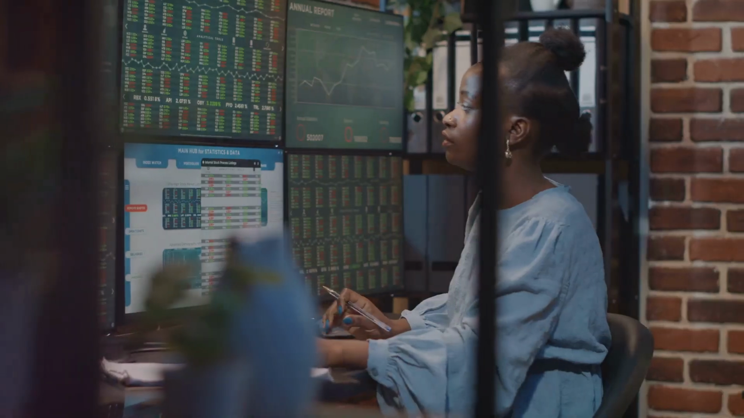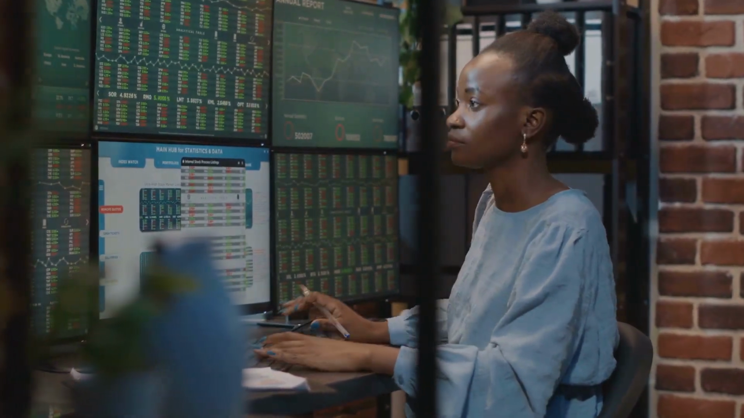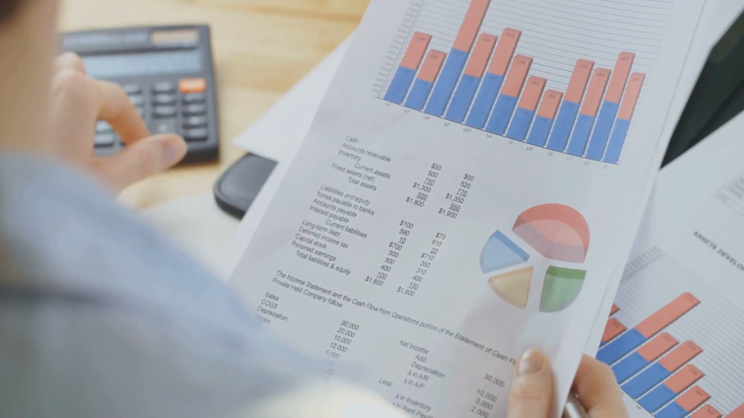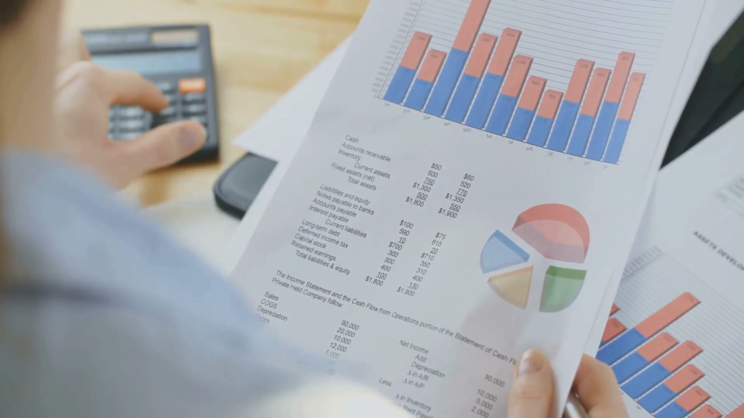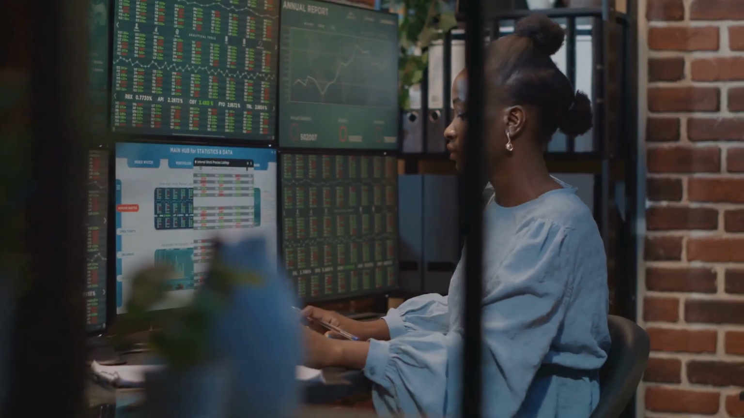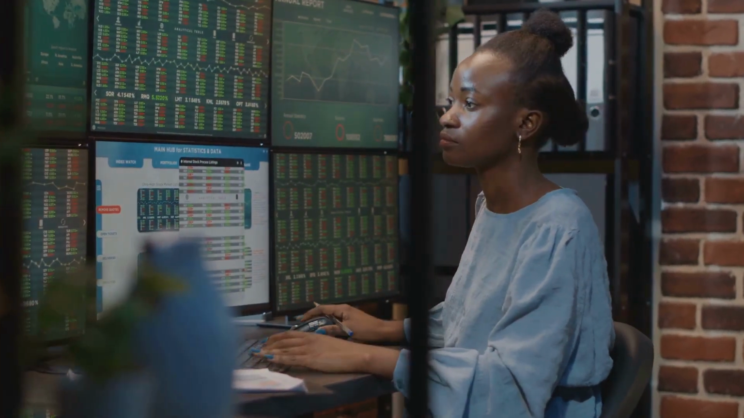Imagine you're a detective. You start with the net income from the income statement. Then you adjust for non-cash transactions like depreciation and changes in working capital. Voila! You've got your cash flow from operating activities.